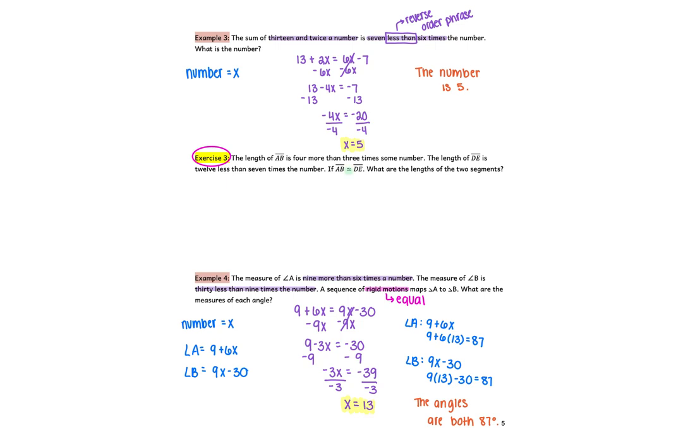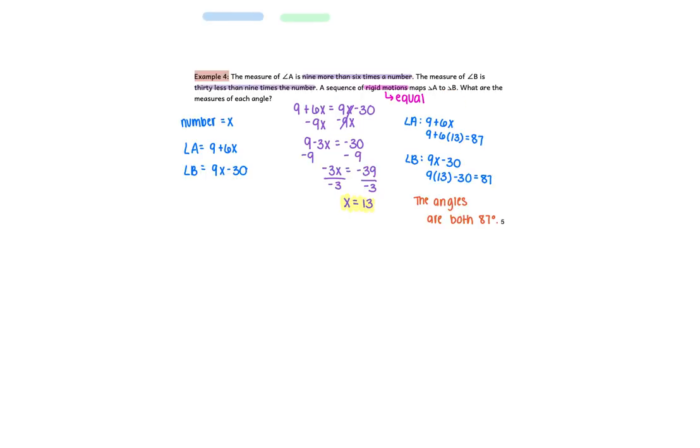For reference, this symbol on exercise 3 means congruent, and the symbol on top is the symbol for segment. So it says the length of segment AB is 4 more than 3 times some number. The length of segment DE is 12 less than 7 times the number. If they are equal, what are the lengths? Take a look at example 4.